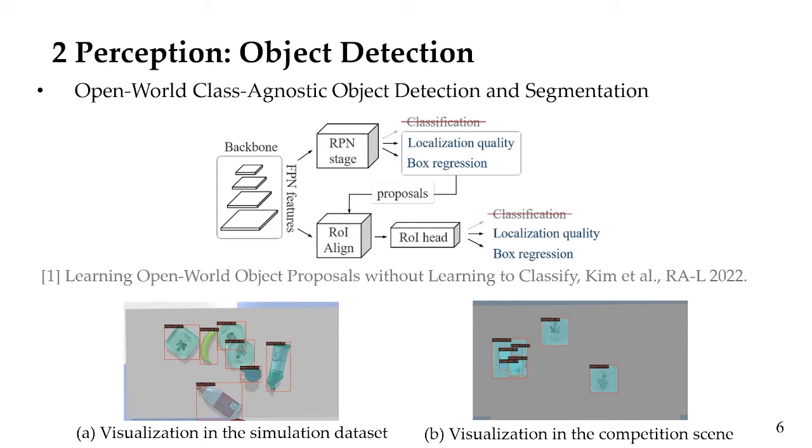Then, because we want to detect all objects on the table, even if they are not in the training set, traditional RPN is a baseline solution, but sometimes it will ignore some objects, so we use an open-world class-agnostic object proposal network. It replaces the classification head with a localization quality head, which helps it to detect more novel objects. Besides, we modify the network input from RGB to RGBD and fuse multimodal features to get a better result. Here are some visualizations of our results.